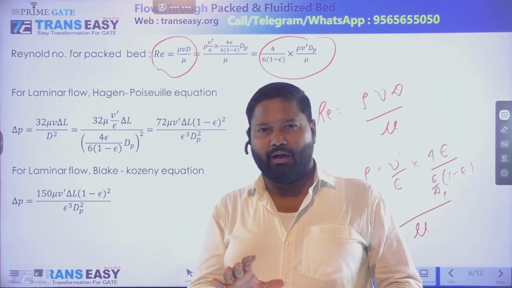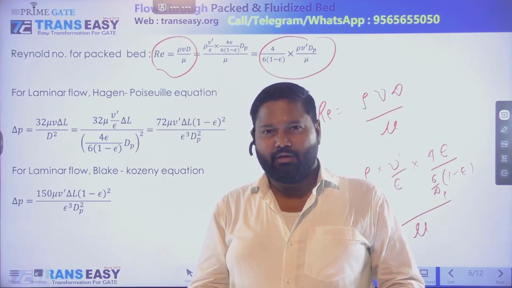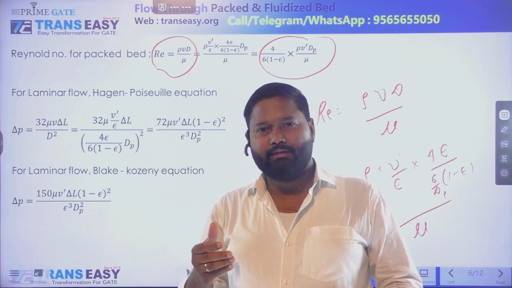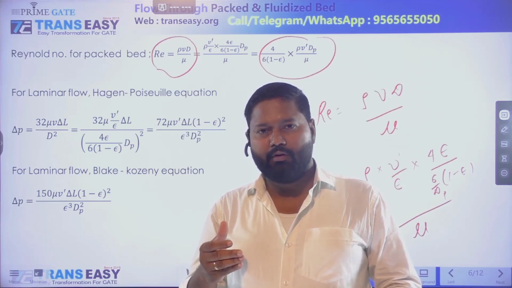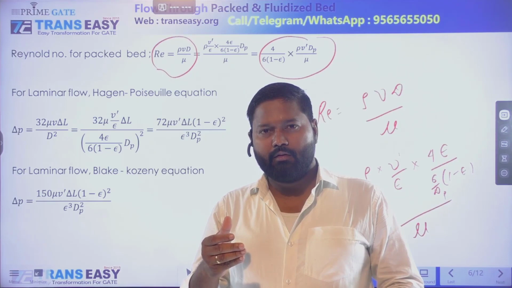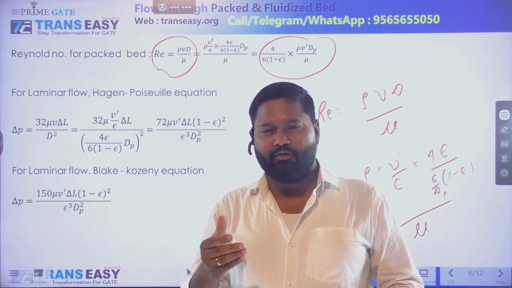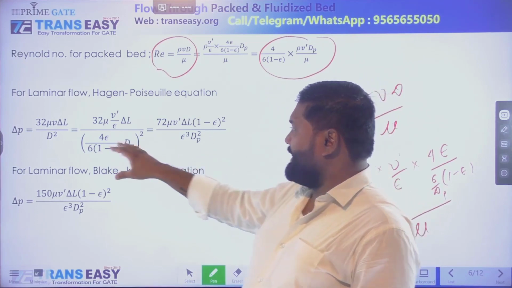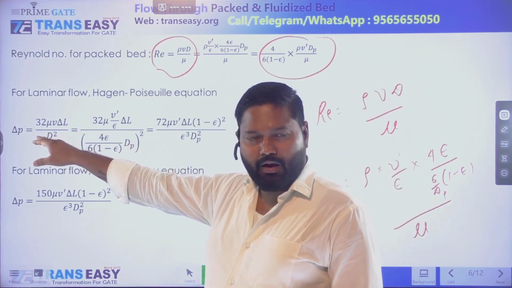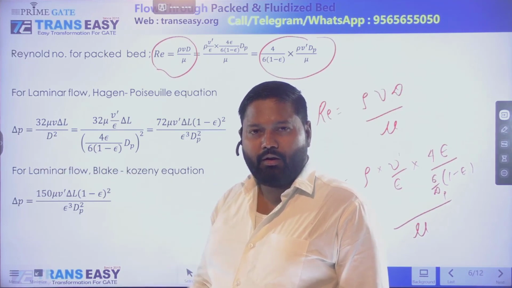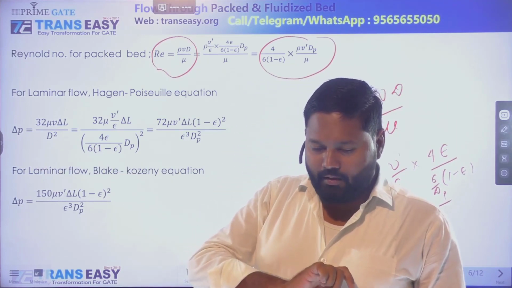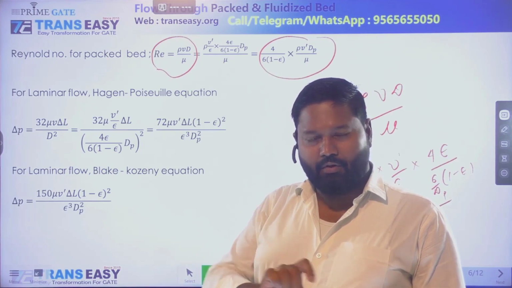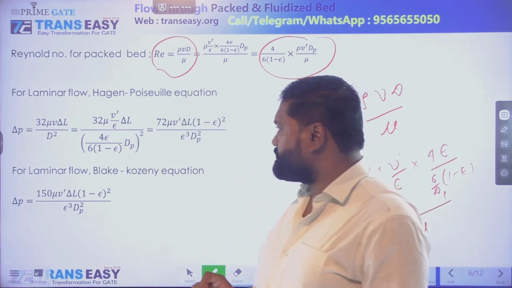We know this formula from fluid mechanics. So again we are not going to memorize the pressure drop in flowing fluid for laminar flow through packed bed. Guys, we use this fundamental formula which is most useful for laminar flow through pipe. This is important for our GATE examination from the fluid mechanics part.